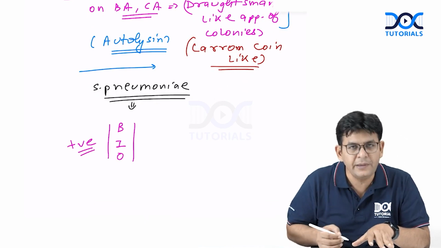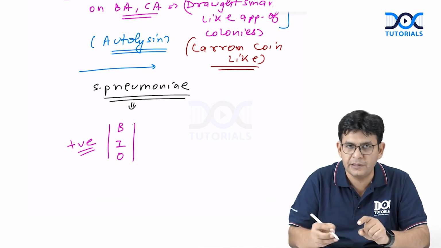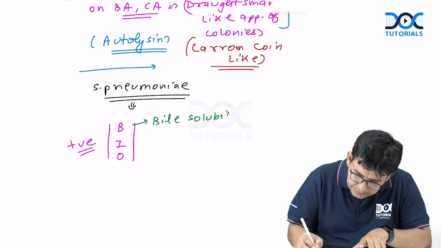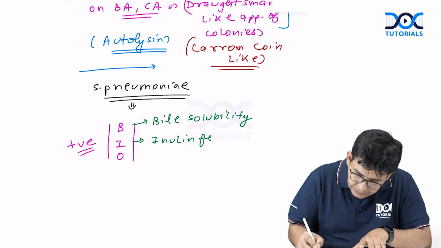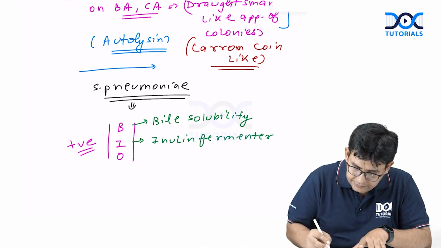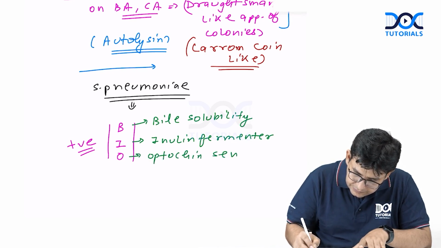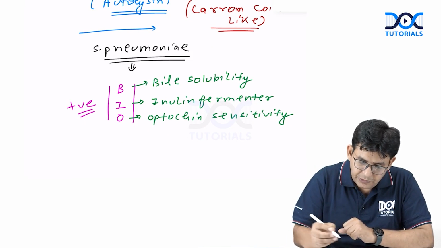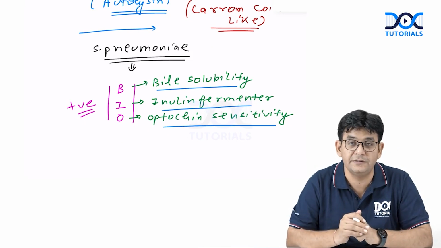Now you should know what is this bio, why it is coming again and again, because there are important pairs of reactions. A lot of questions come around them. So you should know what this is. B is bile solubility, I is inulin fermenter and O is Optochin sensitivity. Okay, O is Optochin sensitivity. So this particular Streptococcus pneumoniae is bile soluble, inulin fermenter and Optochin sensitive.